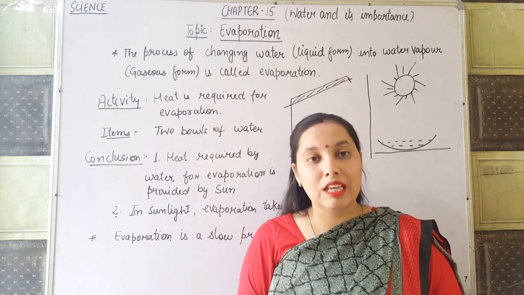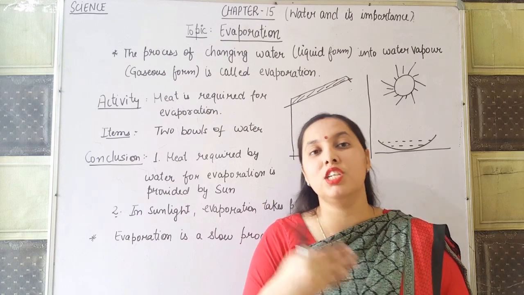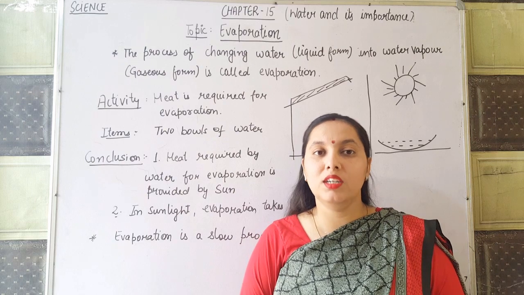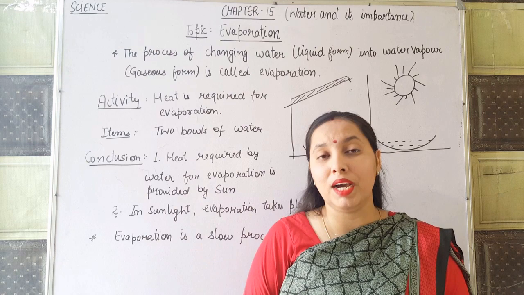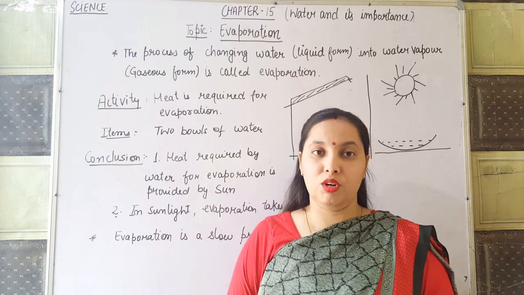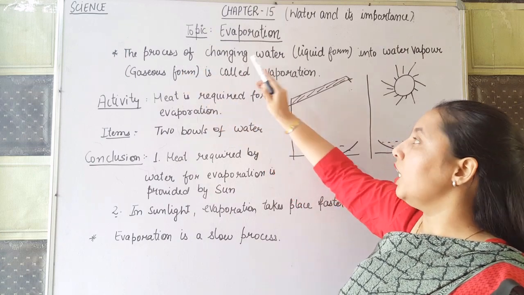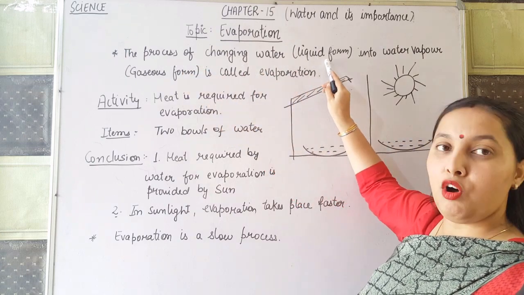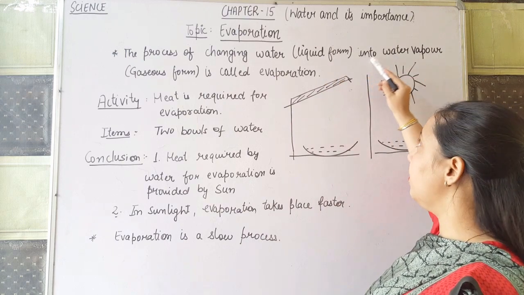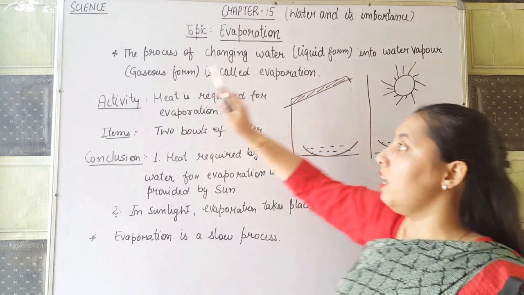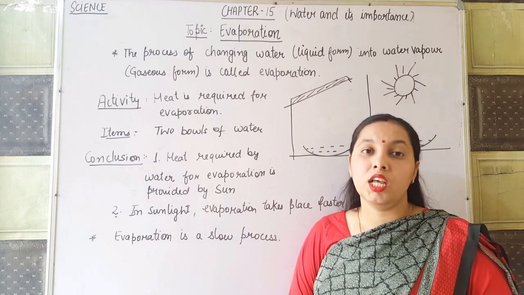So, what is evaporation? Evaporation is the process in which water is changed into its steam or vapors by heating, or by the heat provided by the sun. It is the process of changing water, the liquid form, into water vapors. Vapors are the gaseous form, and this is known as evaporation.